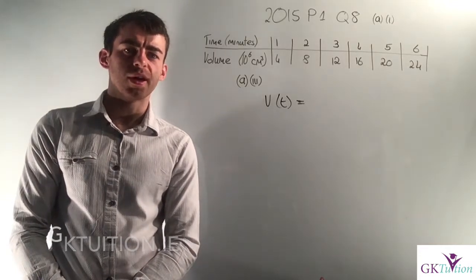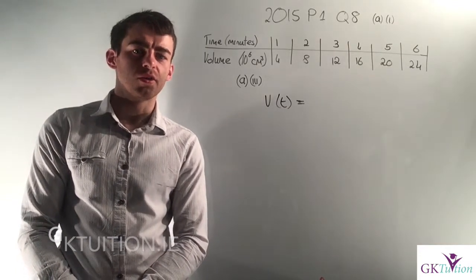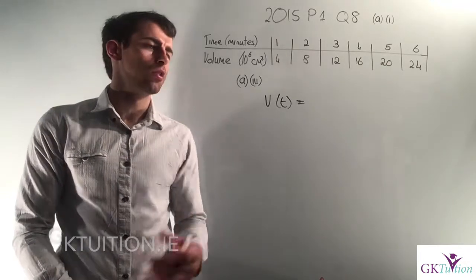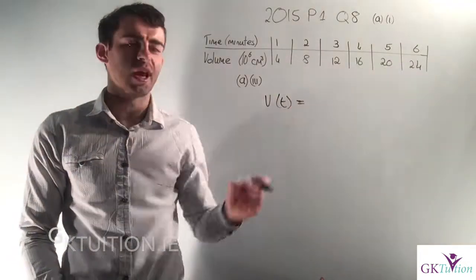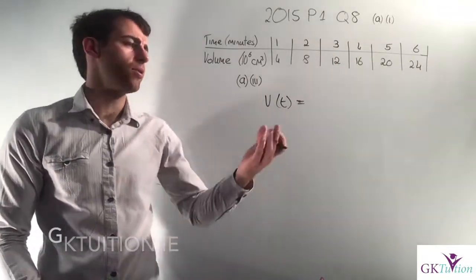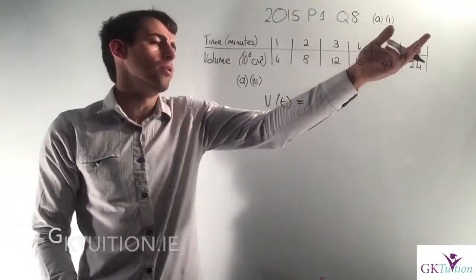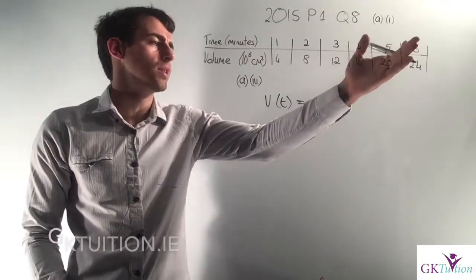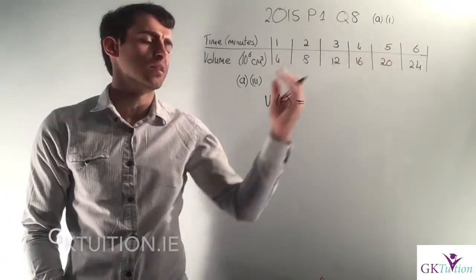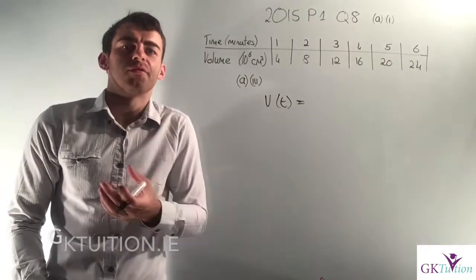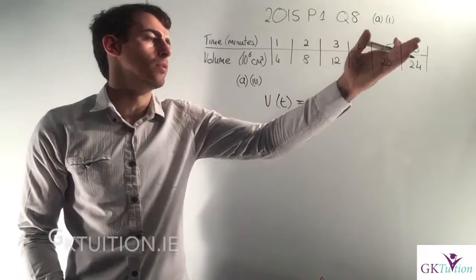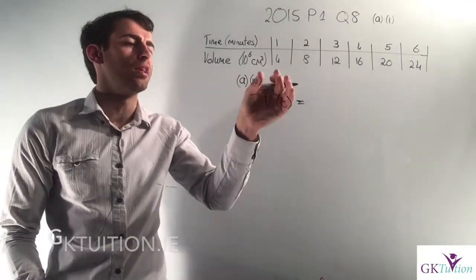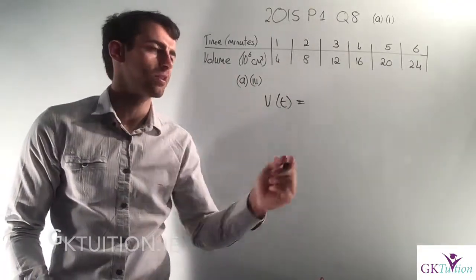For A part 3, we're asked to write an equation to describe the volume of oil in the water after t minutes. So come up with a formula to describe what's happening in this table. How did I work out the volume after 6 minutes? Well, that was easy. I multiplied 6 by 4. How would I do it after 100 minutes? After 100 minutes it would be 100 by 4, because the volume is consistently increasing by 4 by 10 to the power 6.